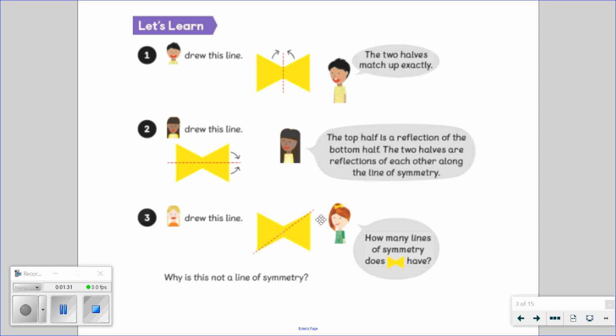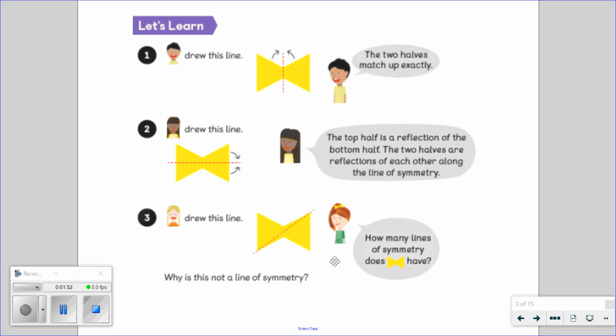Hannah drew this line. Why is this not a line of symmetry? What do you think? This is a bit like the rectangle from the last time. The shape has been split in two, but if you folded it on this line, it would not match up exactly. This half isn't a reflection of this half.